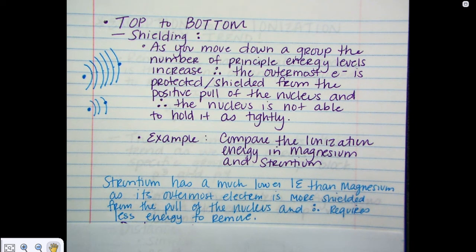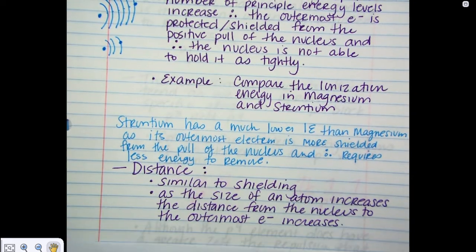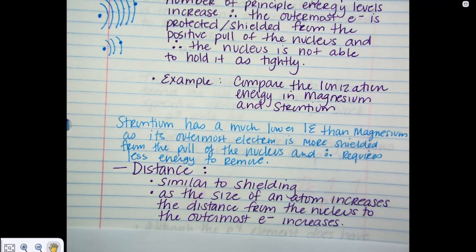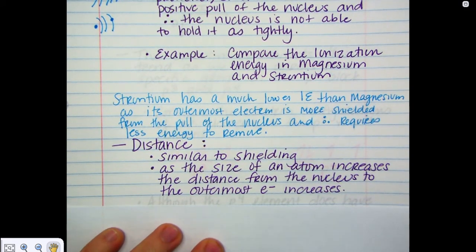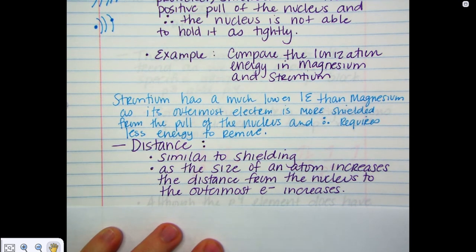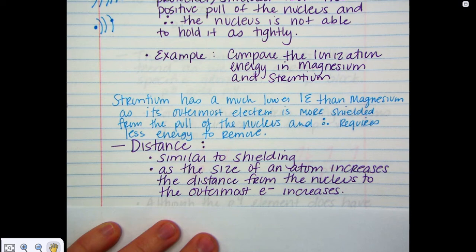Okay? All right, the next one is distance. And distance, to be honest, is pretty similar to shielding. It just says that the size of an atom increases as the distance from the nucleus to the outermost electron increases. I would use this more so for size than energy, because specifically with energy, you want to talk about the nucleus's pull, and that's definitely more of a shielding type justification.